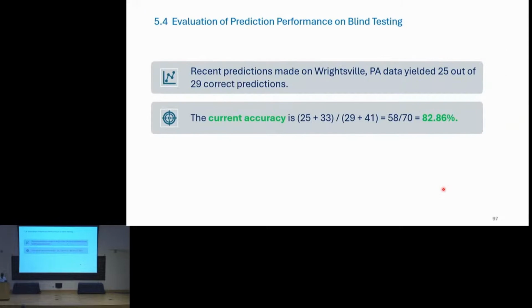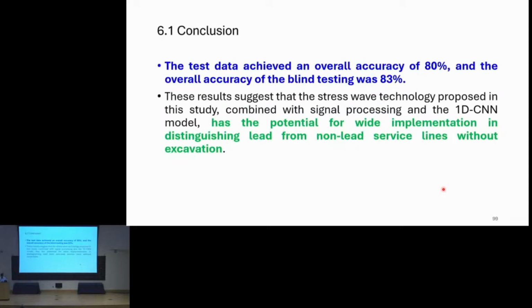And as I mentioned at the beginning, we did some tests in Wrightsville, PA very recently that we haven't actually provided the results to them yet. But we got 25 out of 29 correct. And the current accuracy is nearly 83%. So using this approach, we got accuracy on the test data around 80%, and for blind testing data, it was 83%. So these results suggest that the stress wave propagation technology that we proposed, with the signal processing and the 1D-CNN model, we can use this technology in the real world to identify lead versus non-lead service lines.